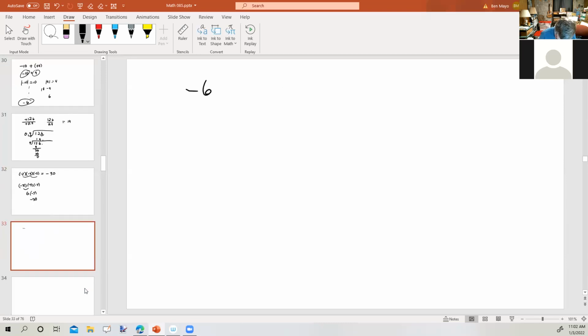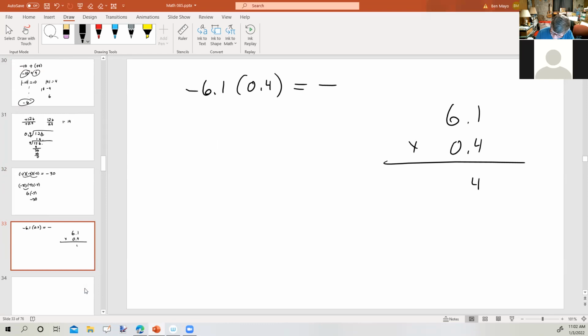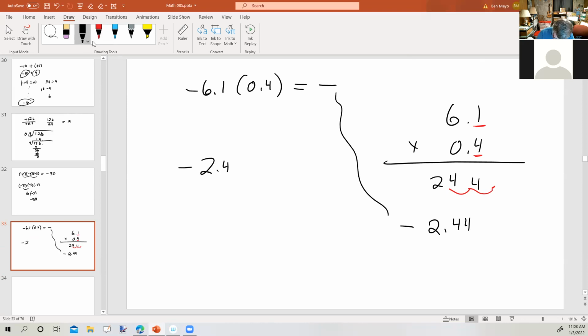Let's see, here we have -6.1 times 0.4. Negative times positive is going to be negative. Now I'm going to carry out multiplication. 4 times 1 is 4. 4 times 6 is 24. But remember, I take the decimal point and I move it to the left the number of digits that there are to the right in the two factors. So let's see, there's 1 there and 1 there, so 1, 2. So I'm going to get 2.44, except that it was negative, so -2.44.